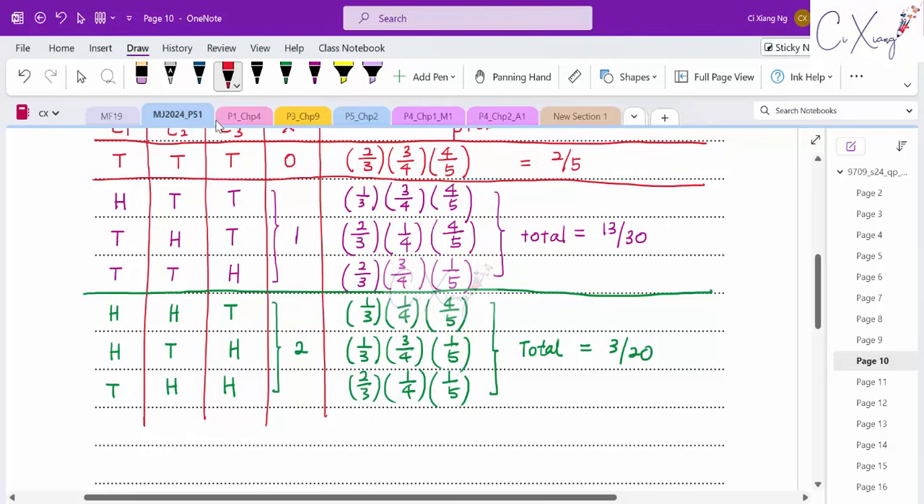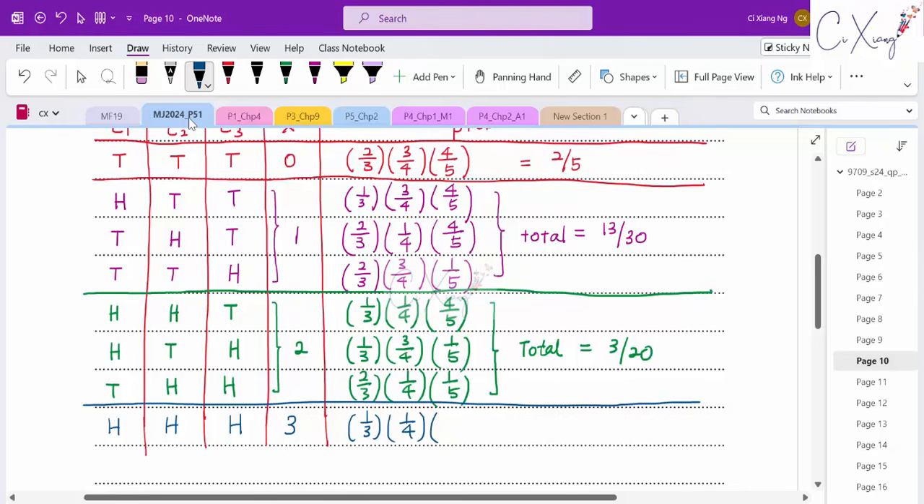Then you can continue with the last possible case, where if you throw all the coins, you are so lucky and you get all heads. This contributes to x equals 3. So what's the probability here? 1 over 3, 1 over 4, and also 1 over 5. Then calculate the probability. It should be 1 over 60.